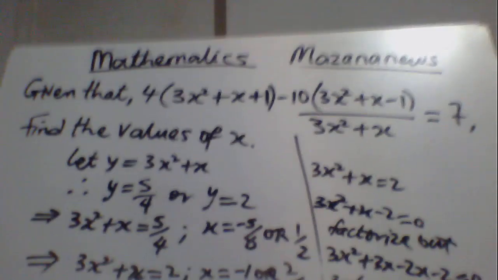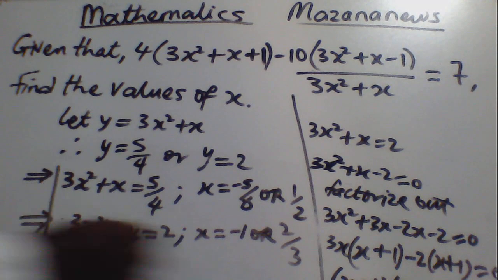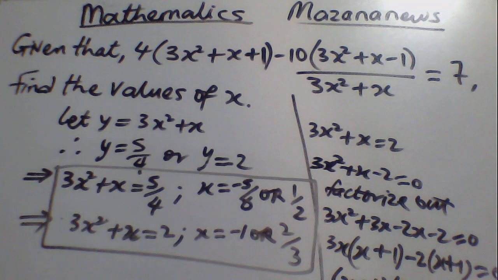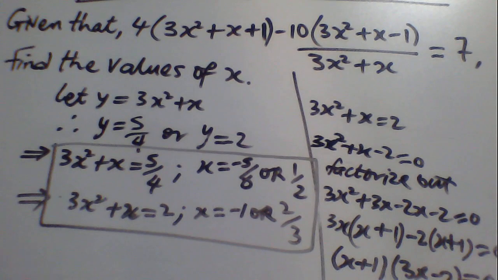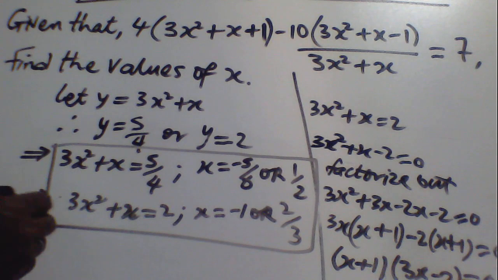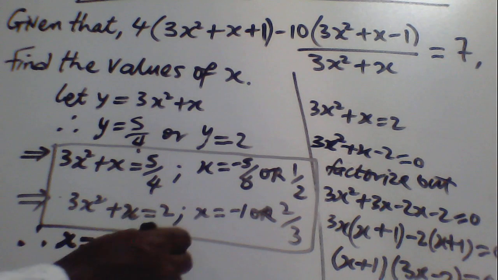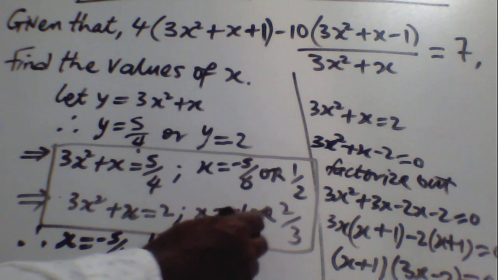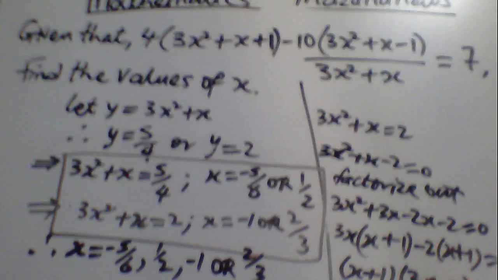So this is how you can solve this problem. Once you have arrived at this point, you can also check your answer to make sure that there is no extraneous solution. So from the given equation, therefore x is equal to minus 5 over 6, half, minus 1, or 2 over 3. So these are the values of x.